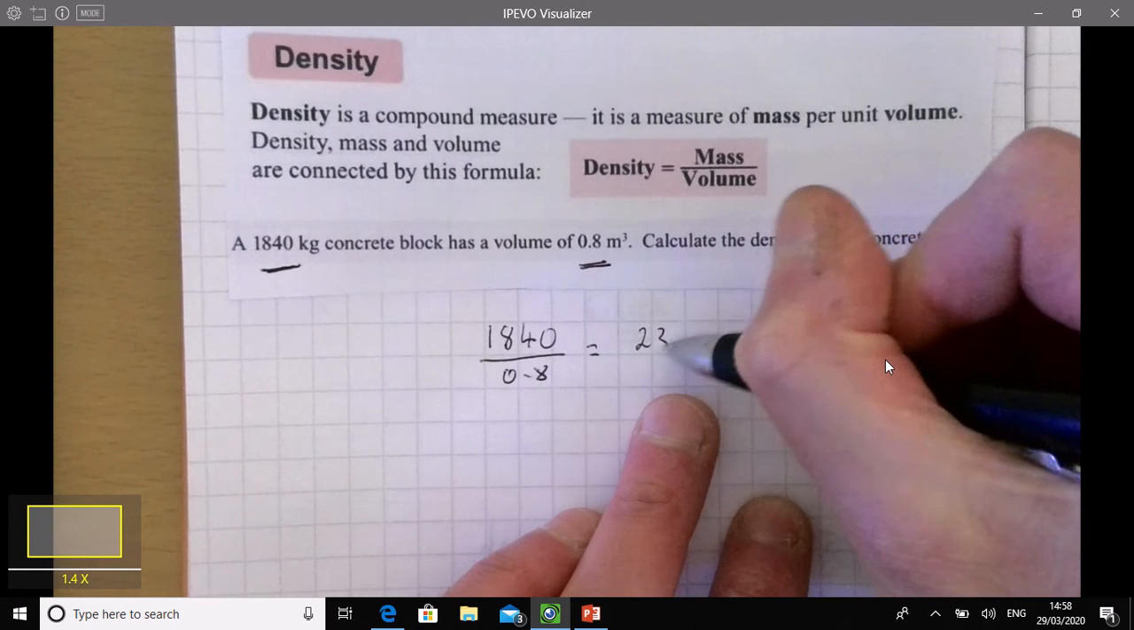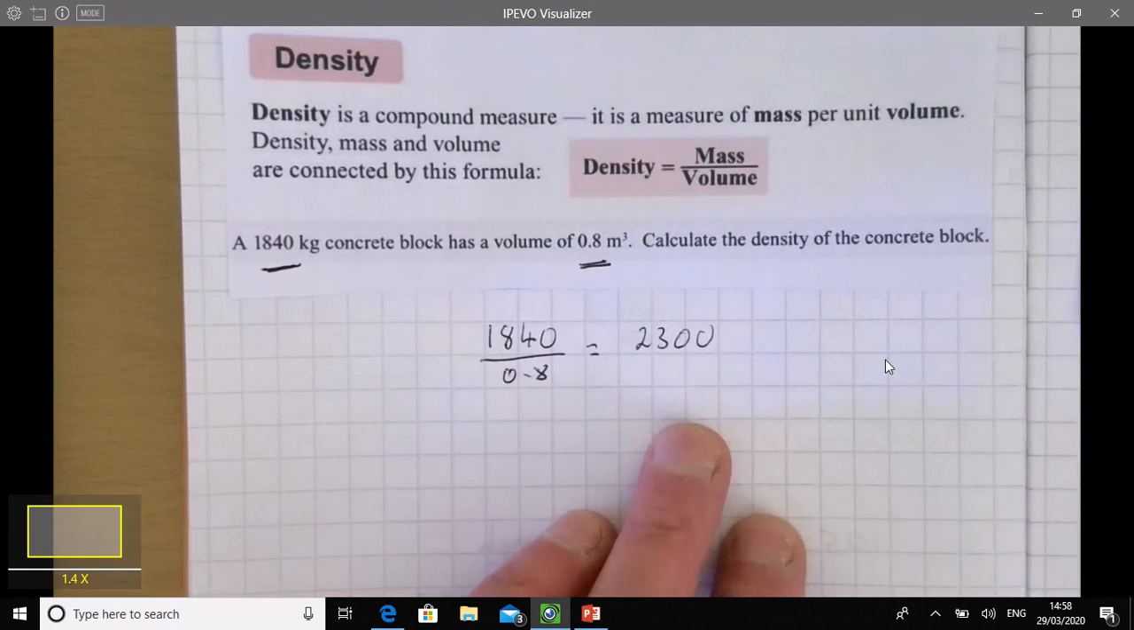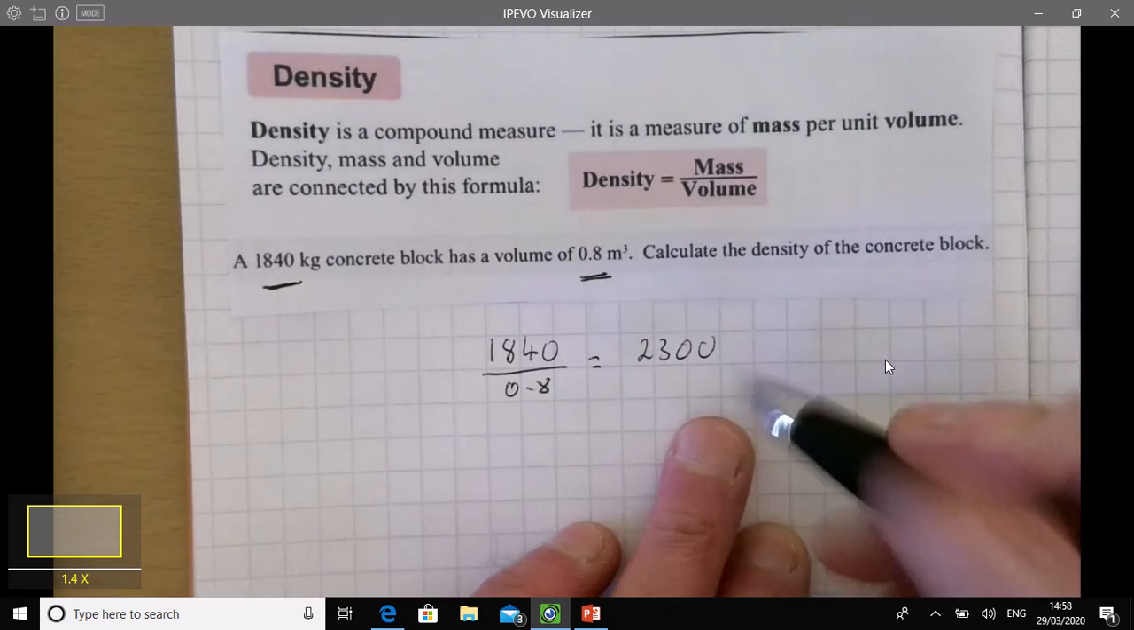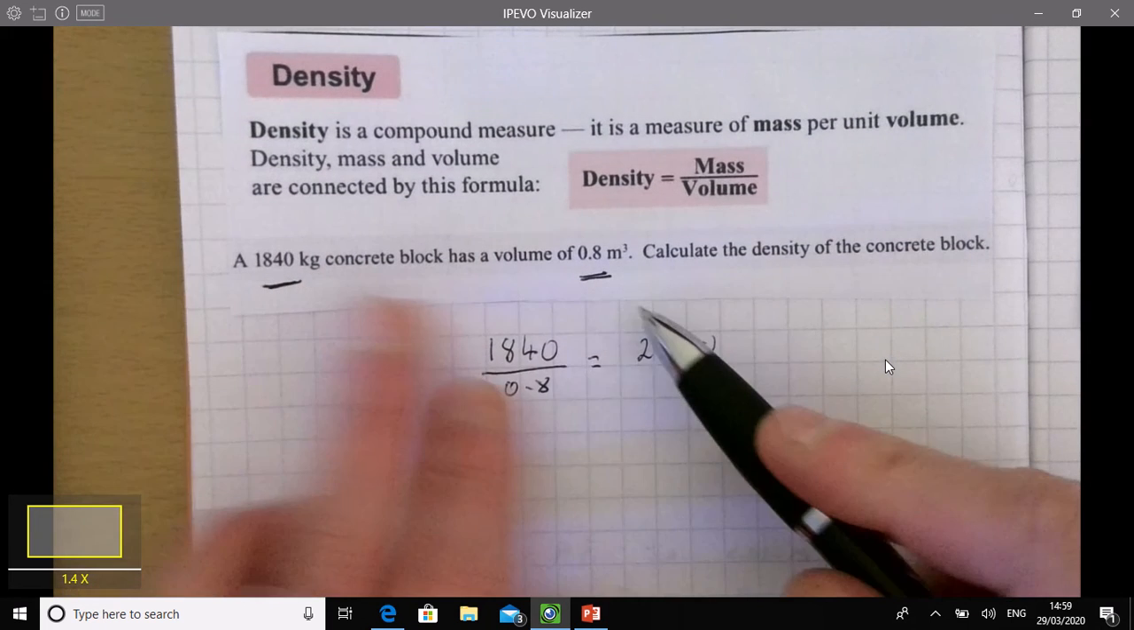If you pop it into your calculator, it turns out to be 2,300. Now, what are the units of this? It was kilograms per meter cubed.